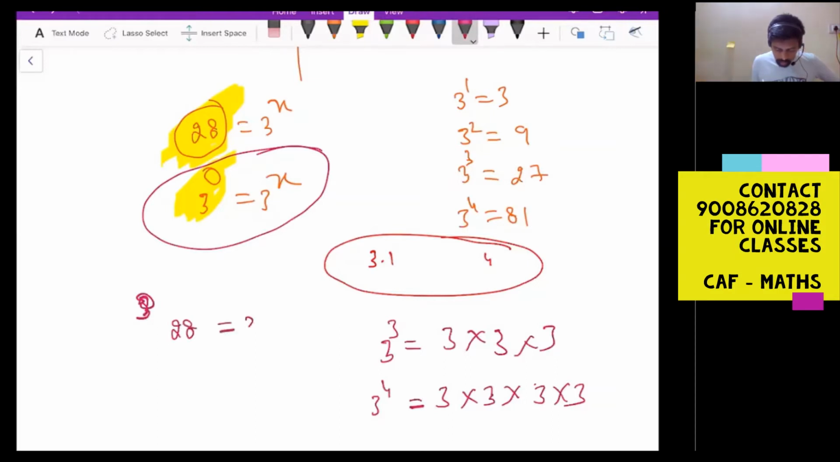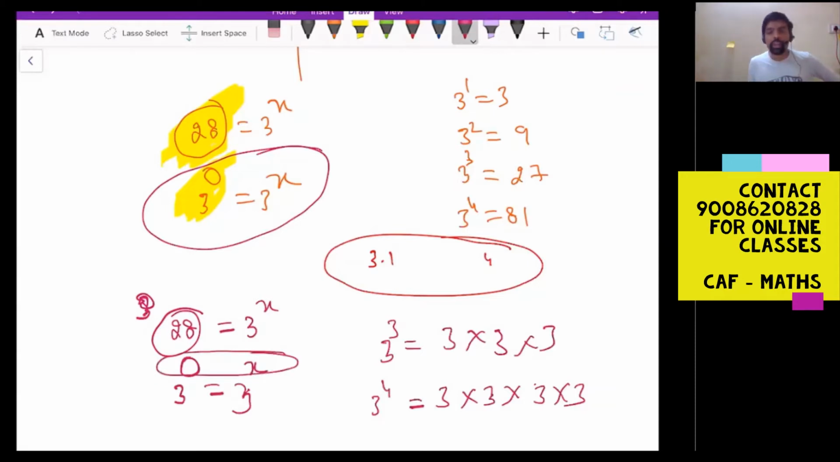28 is equal to 3 to the power x, and we don't know how to convert 28 into exponential form. So here, to find out the value of x, we use the technique of logarithms. That's where logarithms will help us to solve these complex equations. Are you getting this? Okay.